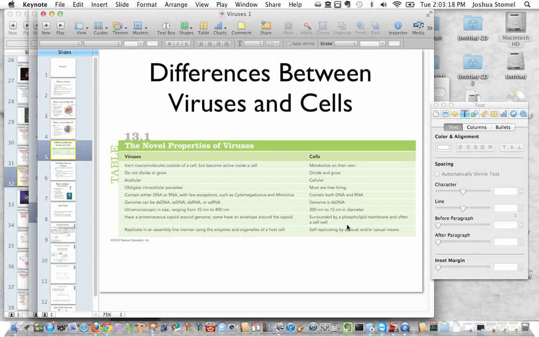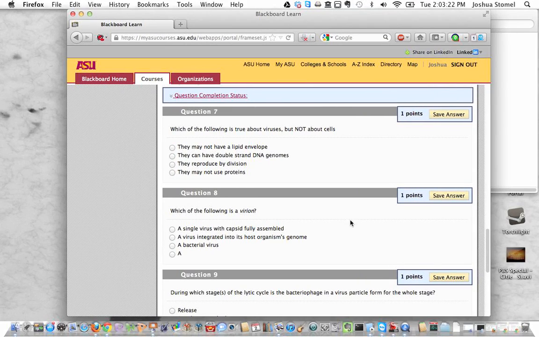All cells have a lipid membrane. And so cells, there are no cells that don't have a lipid envelope. They're all surrounded by lipids all the time. That's the thing. That's what makes them cells.